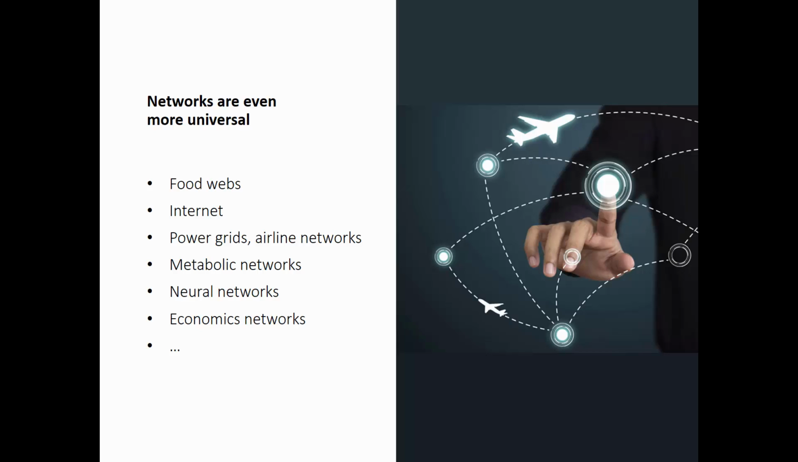You can study food webs. Food webs mean which animal is eating which animal. And the internet, the internet is obviously a network. Power grids, airline networks. Some colleagues of mine looked at airline networks and at how diseases spread. Their argument was that diseases spread with people on planes. And actually, that's exactly what they found. You can look at metabolic networks, neural networks, economic networks, all sorts of things that other disciplines get excited about.